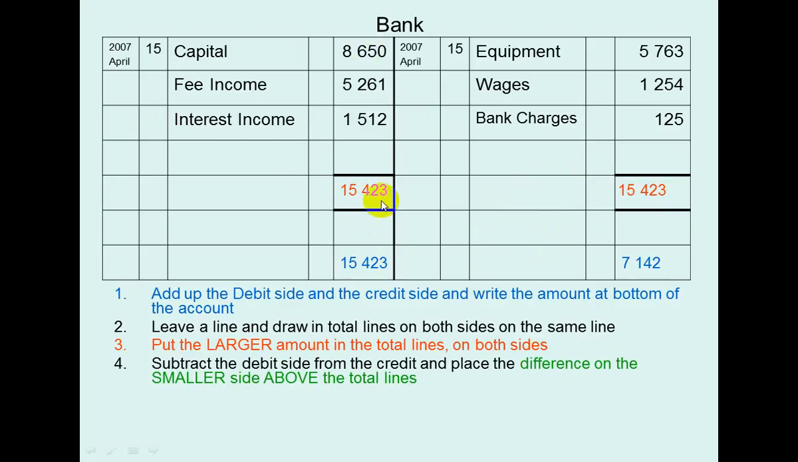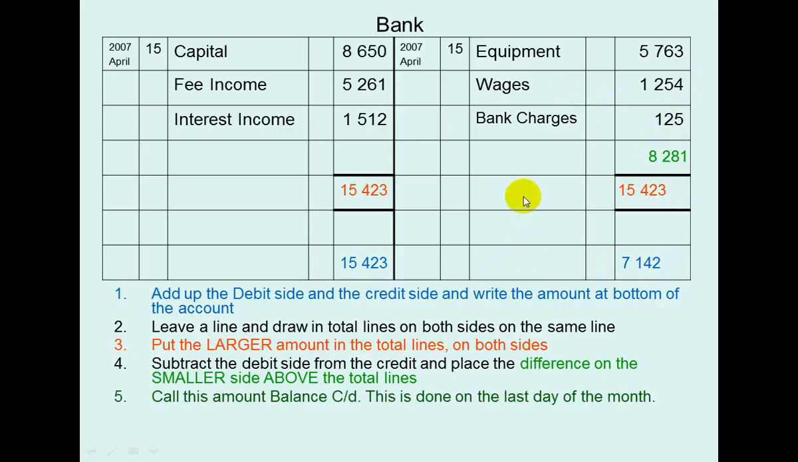Lastly, now we received 15,423. We spent 5,763, 1,254, 125 Rand, and that all added up to 7,142. So now I need to make sure that this whole column adds up to 15,423. How do I do that? I calculate the difference. I say 15,423 minus 7,142, which was these three added together, gives me 8,281.